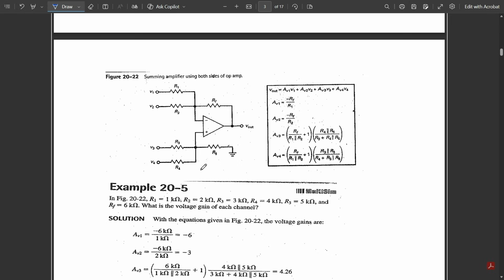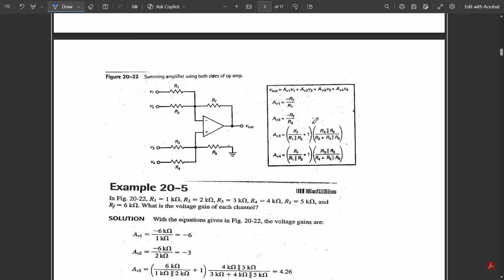Then from the inverting terminal we have R3 and R4, which are parallel to each other, and this complete branch would be in series with this resistor R5. We have one Vout. In order to find the overall voltage Vout, this is the relation you need to follow: Av1 into V1 plus Av2 into V2 plus Av3 into V3 plus Av4 into V4, where Av1, Av2, Av3 and Av4 are the voltage gains of the different stages of inputs.